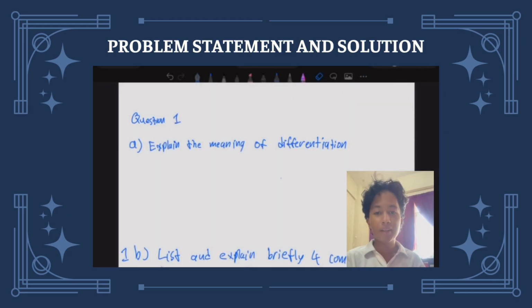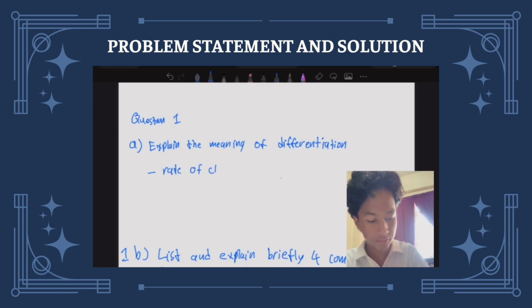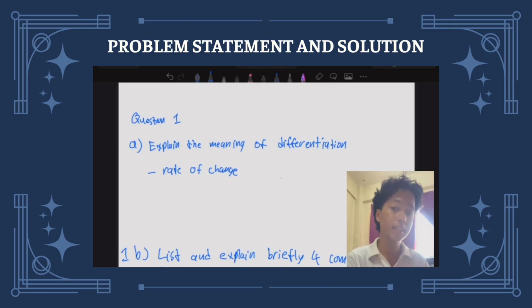Assalamualaikum and hi madam. My name is Arif Daniel. I want to explain to you about the meaning of differentiation. First, in simple terms, differentiation is a mathematical tool that we use to calculate the rate of change. It tells us how fast one thing is changing compared to another at any exact moment.